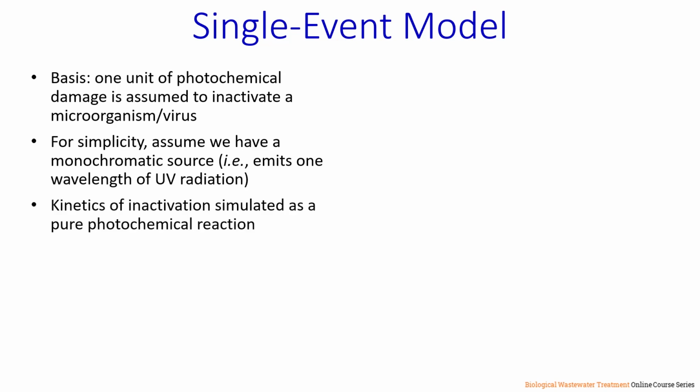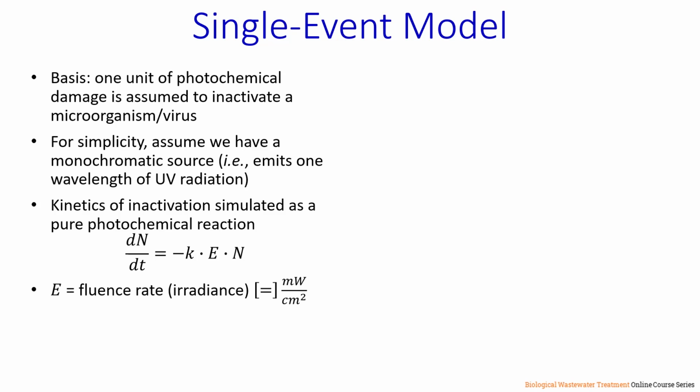The kinetics of inactivation are simulated using the same logic we use to describe the kinetics of a pure photochemical reaction. Specifically, the rate at which the concentration of viable or infective microorganisms within a population changes as a function of time is described by the negative of the product of the inactivation constant, K, the fluence rate, E, and the concentration of those organisms. In other words, this is a pseudo first-order process. And in this equation, again, E represents the fluence rate or irradiance. As mentioned in a previous lecture, this is a description of the availability of photons to participate in this process.